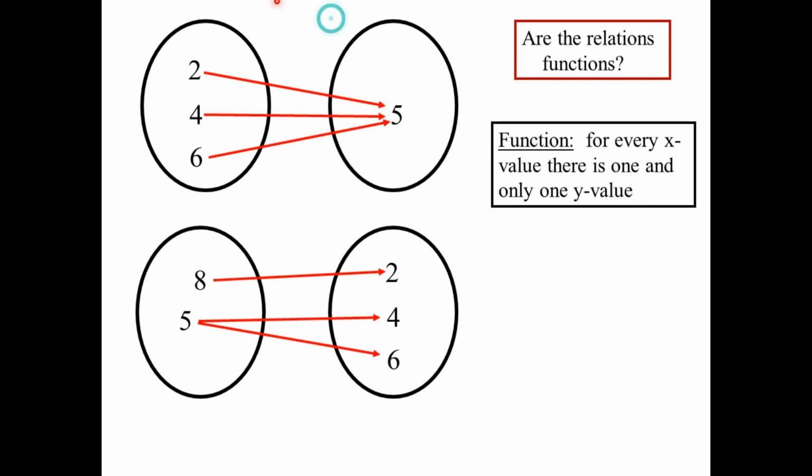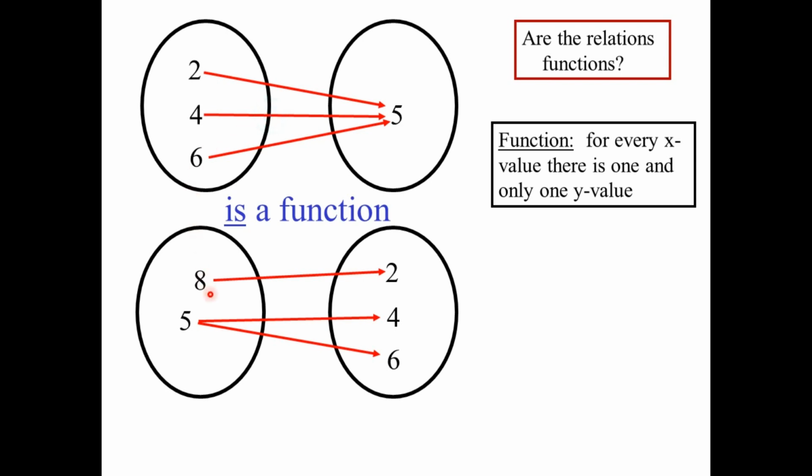So let's take a look at this first one. For the x value of 2, there's only one place to go, 5. For the x value of 4, there's only one place to go, 5. For the x value of 6, there's only one place to go, and again, it happens to be 5. So we can say that for every x, there is only one second element, if you wish. So this one is a function.